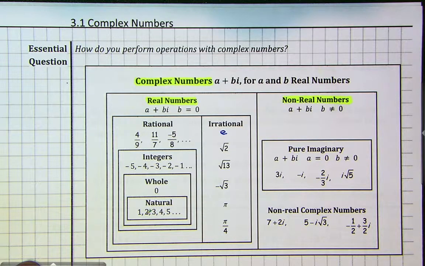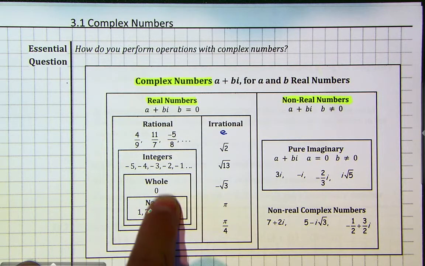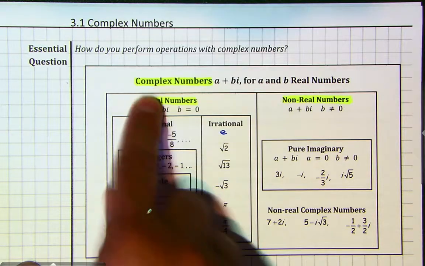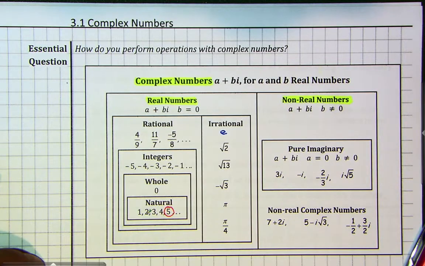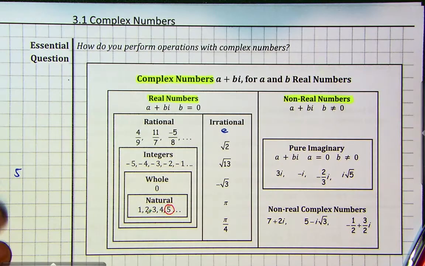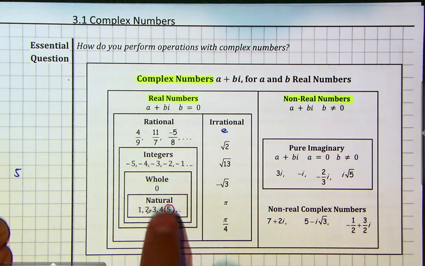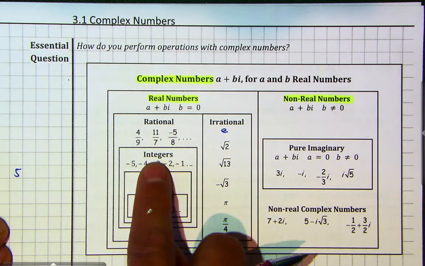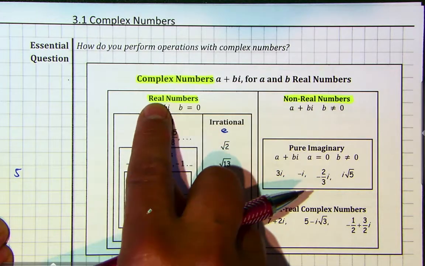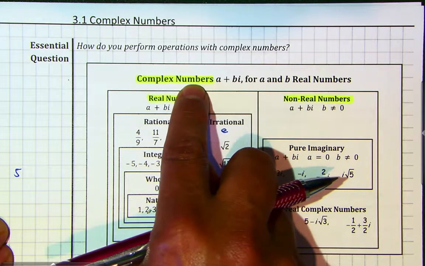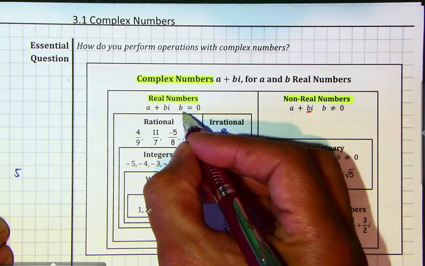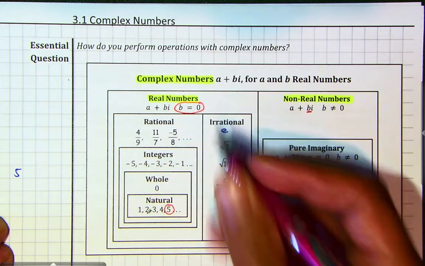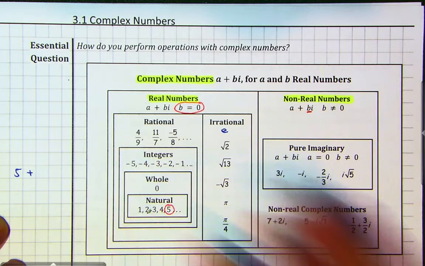Now, 5 is a real number, but it's also a complex number. Notice that in this case, if we think about 5, it's a natural number, it's also a whole number, it's also an integer, it's also a rational number, it's also a real number, but it's also a complex number. And you might think, hold on, it does not have an imaginary part. We're thinking about the b being 0.